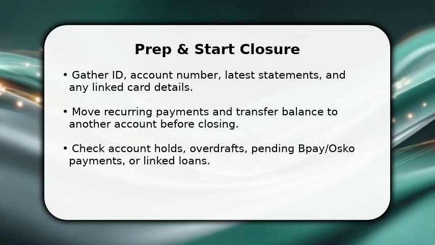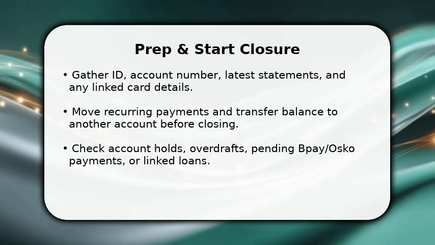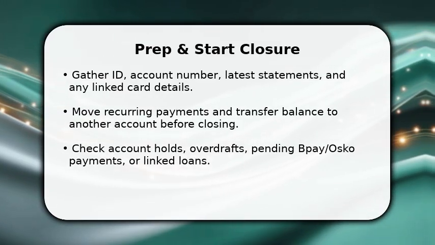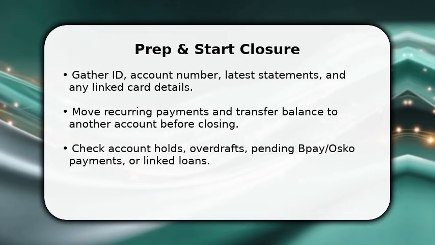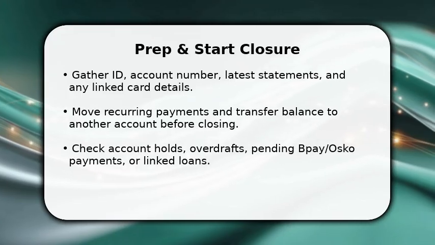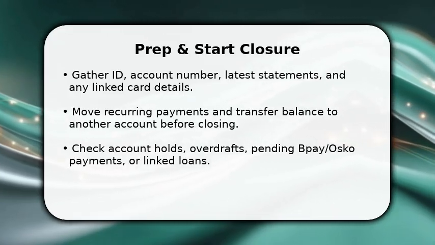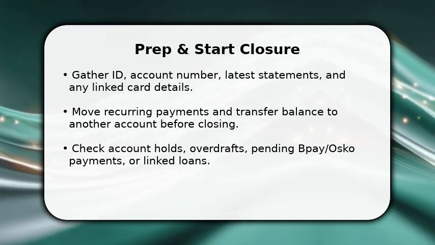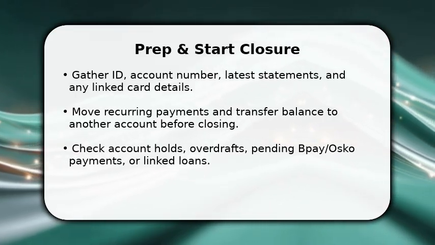You begin by confirming identity and clearing the account. First, locate your Commbank account number, photo ID, and latest statement so verification is quick. Next, move recurring payments and redirect income to your alternative account. This prevents failed debits. Once done, transfer any remaining balance and clear overdrafts or pending transactions.